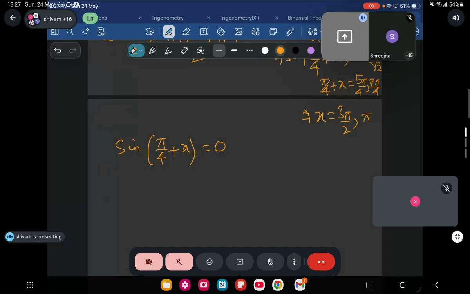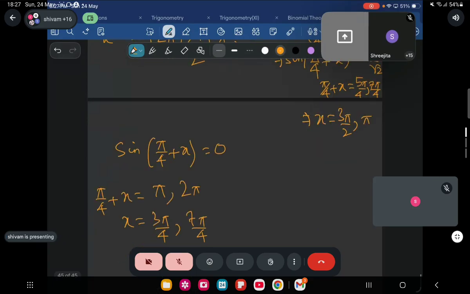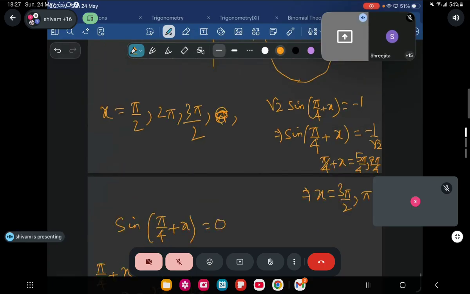First of all, sin theta is equal to 0, so pi and 2 pi, right? So pi by 4 plus x will be equal to pi and 2 pi. So x equals pi minus pi by 4, that is 3 pi by 4. And over here we are getting 7 pi by 4. So 2 more points: one is 3 pi by 4 and 7 pi by 4.